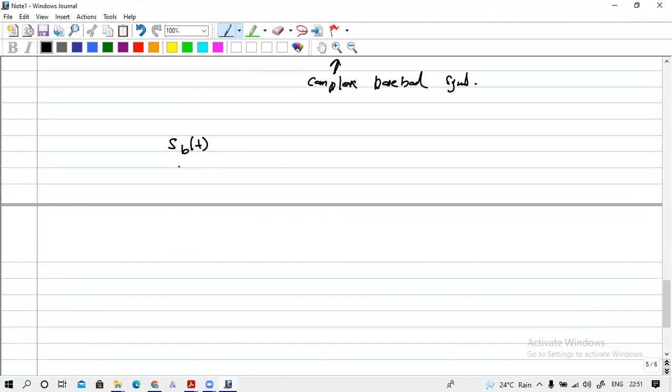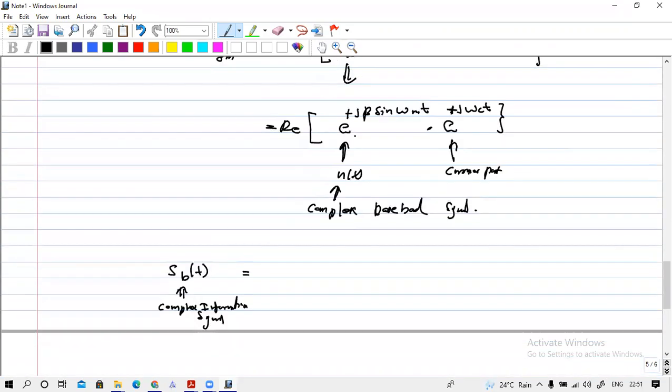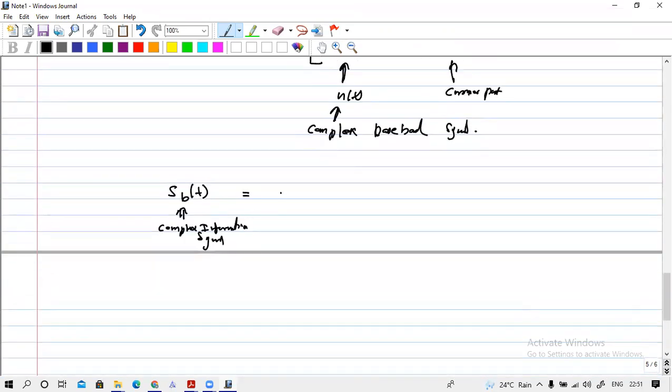s_b(t). This is our complex baseband signal, complex information signal. So it is equal to e to the power j beta sine omega m t. Correct. So this is our complex baseband signal.